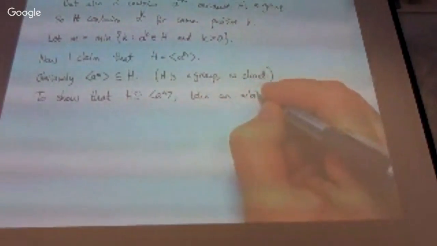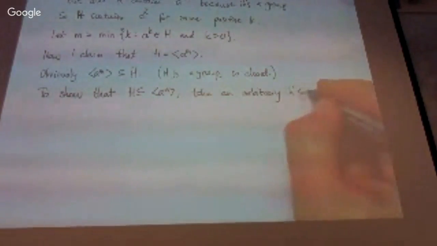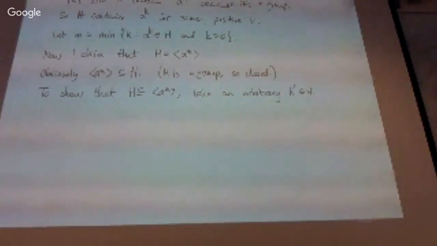To show the other inclusion, show that this is also a subset of a to the m. Take an arbitrary element of H. I'll call it H dashed. Do I want to call it H dashed? Yeah, I suppose. Okay, now what happens now? What is H dashed? Can I write it as a to the some power?